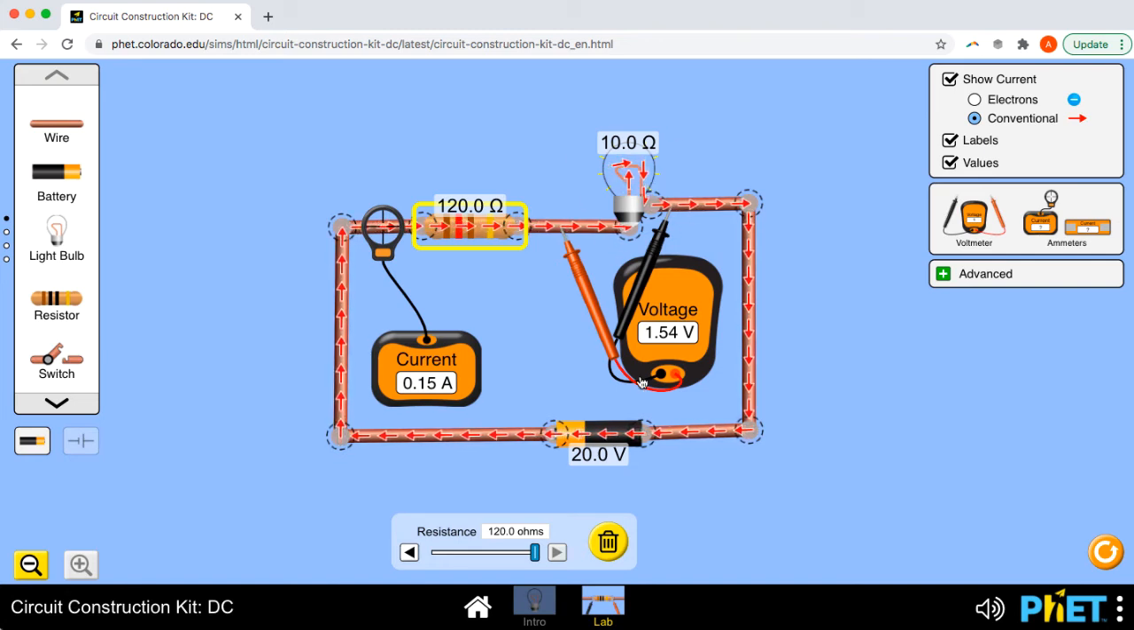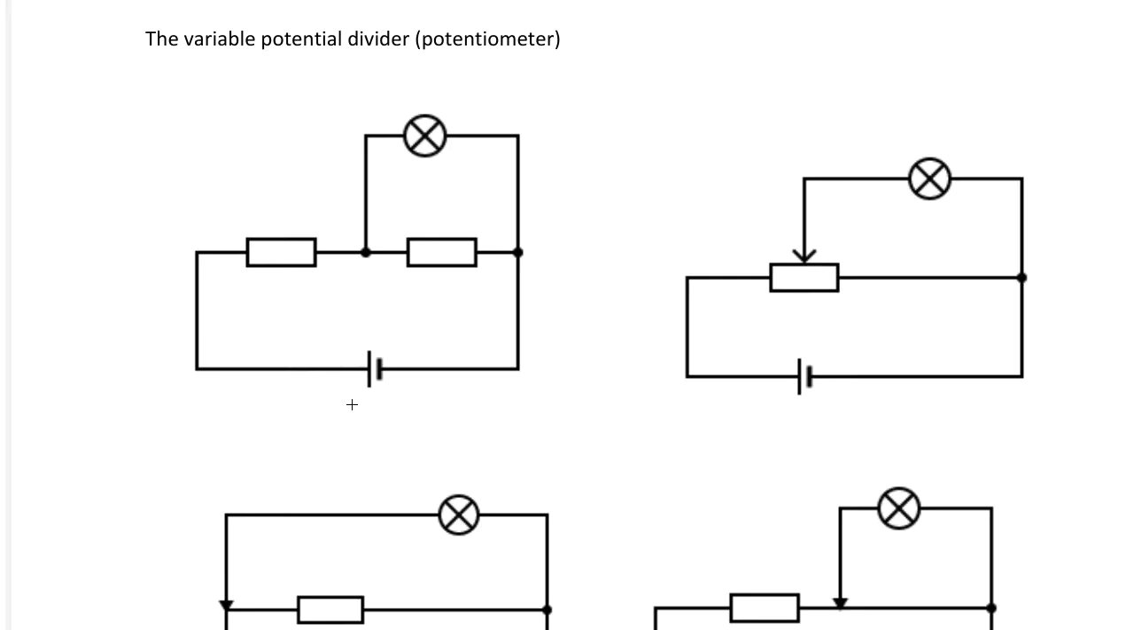So we actually haven't been able to switch it completely off. This is a variable resistor, also called a rheostat, where we can change this up and down. And so connecting it in series with this bulb has given us one way of dimming the bulb, but not switching it entirely off. Here's another setup called a variable potential divider, or a potentiometer, that offers some advantages.